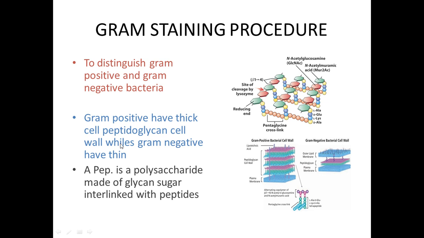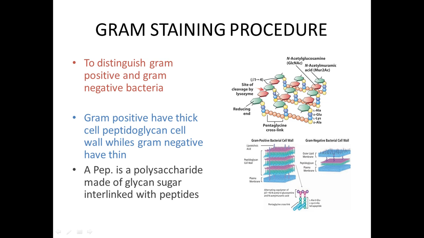It occurs very thick in gram-positive bacteria and very thin in gram-negative bacteria. This is the structure of a peptidoglycan. It is made of glycan sugars. Examples of the glycan sugars are N-acetyl glucosamine and N-acetyl muramic acid. These are the two main glycan sugars found in peptidoglycan.